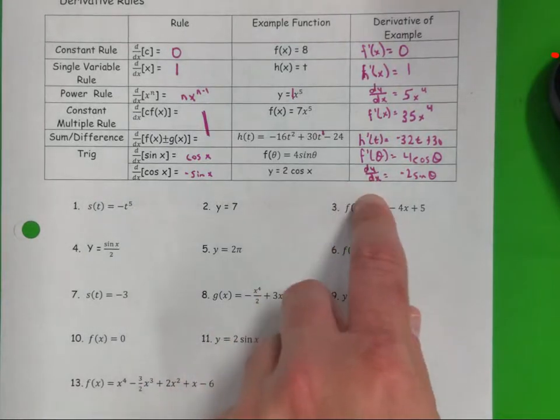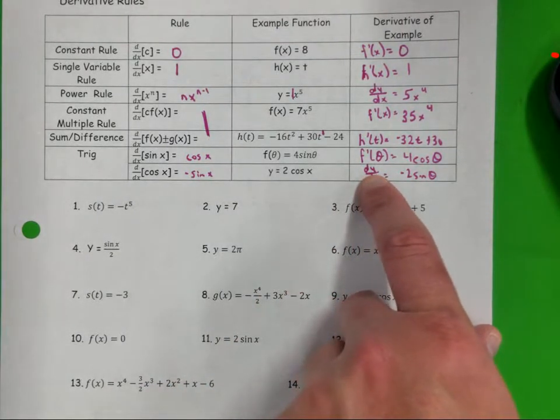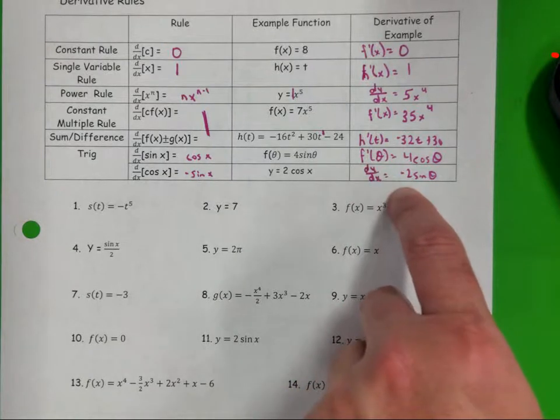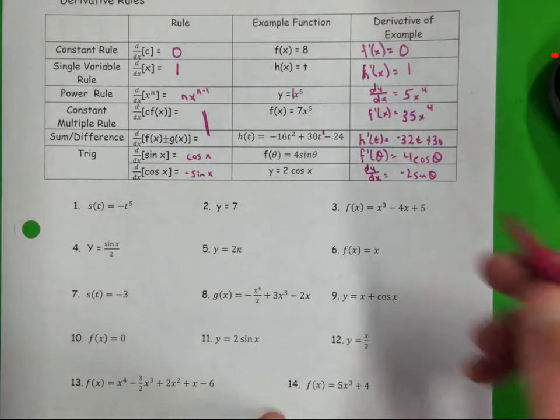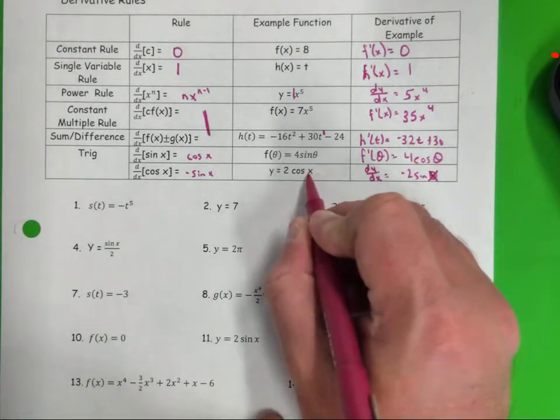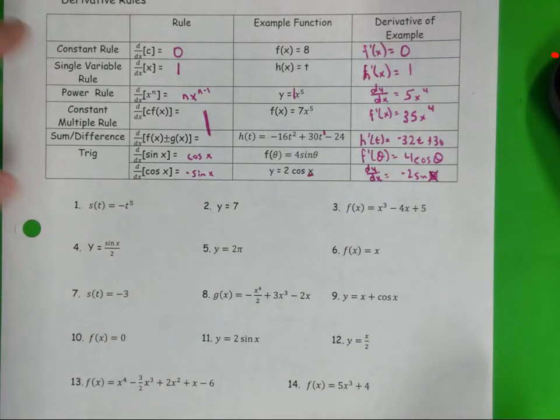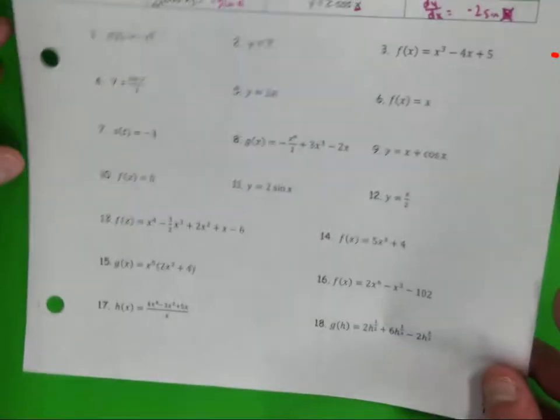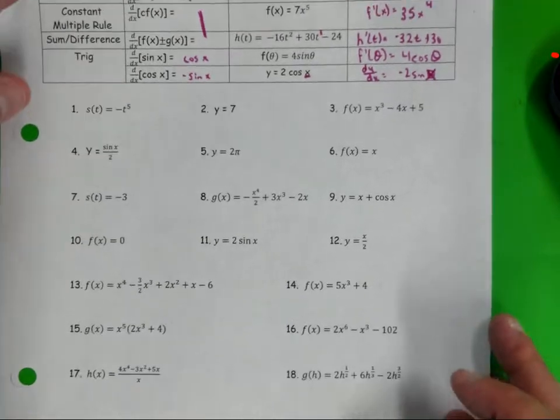Yeah, you use dy over dx. Oh, yeah, it's supposed to be negative 2 sine x. I'm sorry, that's an x. Sorry. Good job. All right, here we go. We're going to look at these 18 examples today.